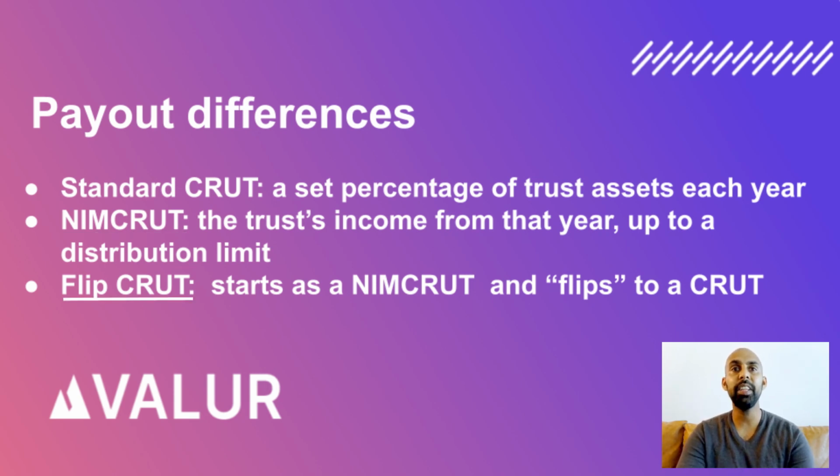Now, finally, a Flip CRUT is a hybrid of the two approaches. It starts as a NIMCRUT and flips to a Standard CRUT after a predetermined triggering event, such as the sale of an illiquid asset or a specific number of years. After that flip happens, you'll start receiving a set percentage of trust assets, just as you would in a Standard CRUT.